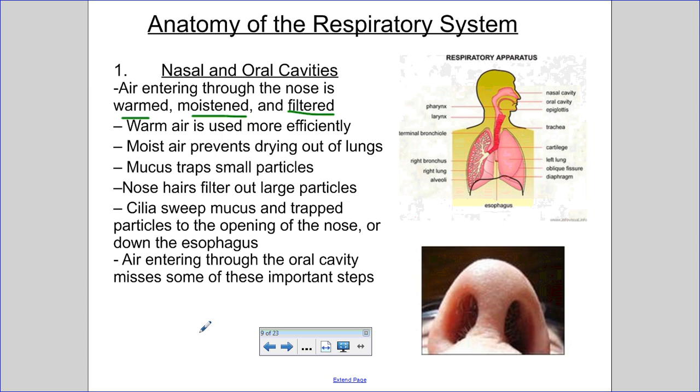And then air entering through the oral cavity misses some of these important steps. So air coming into the oral cavity is not ideal, but at least it allows you to continue to be able to breathe.